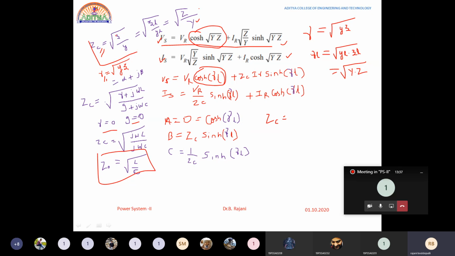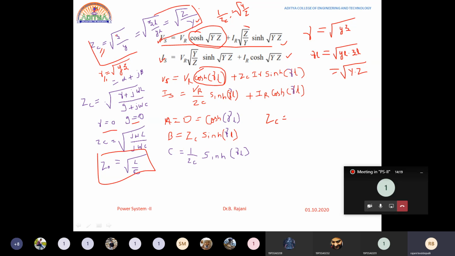See here, gamma L is equal to root Yz. I have placed root Yz as gamma L. So here also, Zc is equal to how much? Root over Z by Y. But 1 by Zc is nothing but, can you tell what is 1 by Zc? Root over Y by Z. 1 by Zc is equal to root over Y by Z. Zc is equal to root Z by Y.